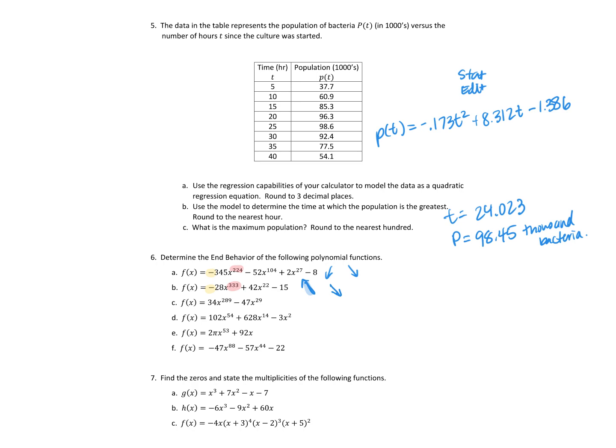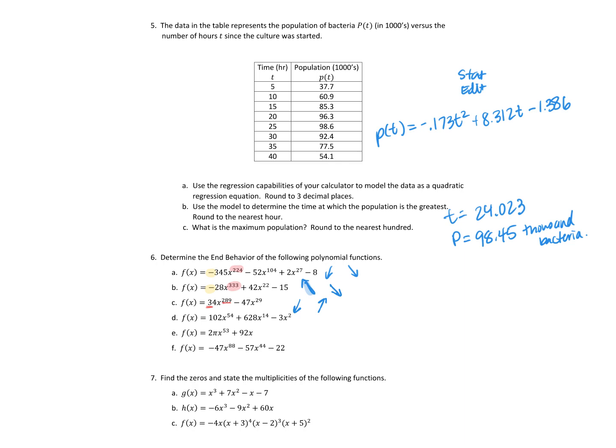And then here I have an odd power and a positive leading term. So it's going to be going up this direction and down that direction. So that's for part C.